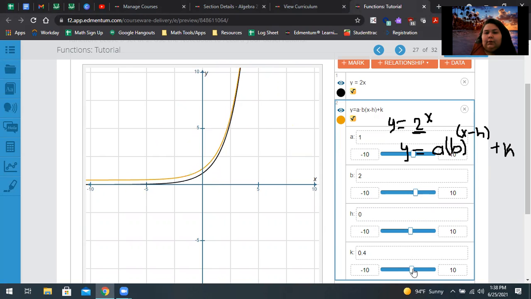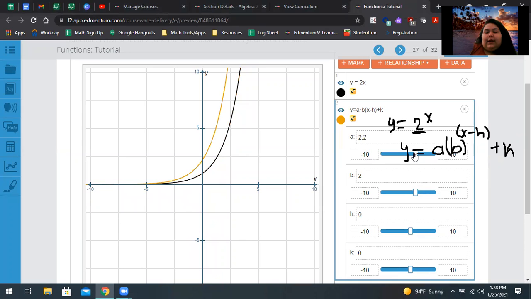K moves it, remember, plus whatever number is going to go up, minus whatever number is going to go down. So that H and K is pretty much standard for all the functions, especially if they write it for you out like this. Now, what happens to A?